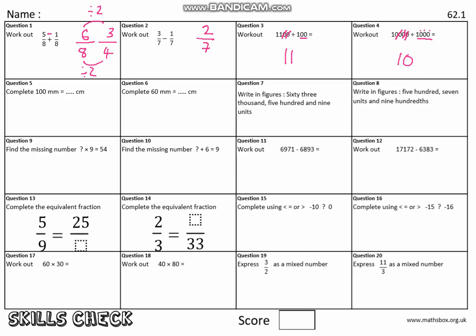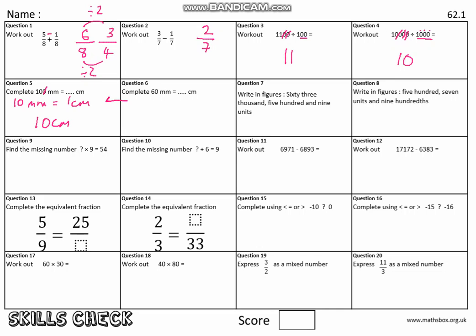It says 100 millimeters is how many centimeters? So I know that 10 millimeters equals 1 centimeter. So that means all I have to do is take my 100 millimeters and divide it by 10 to find out how many centimeters there are. So if I divide 100 by 10, I get 10. So I know that 100 millimeters equals 10 centimeters.